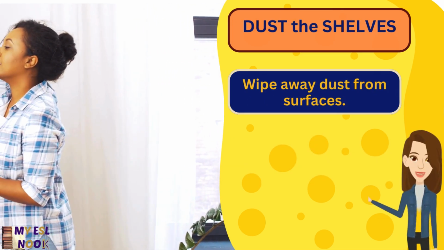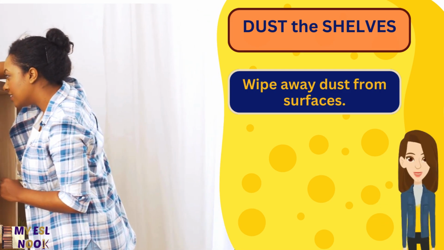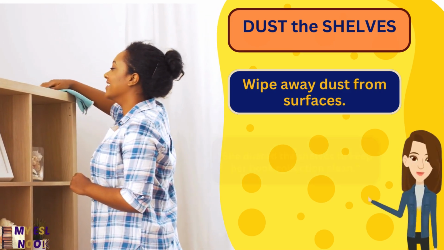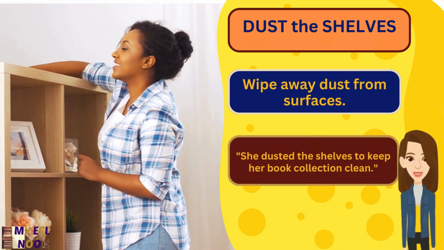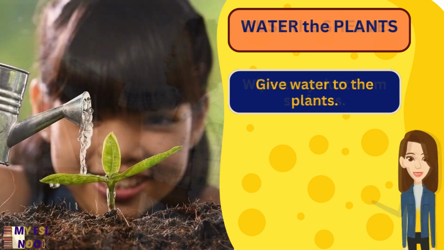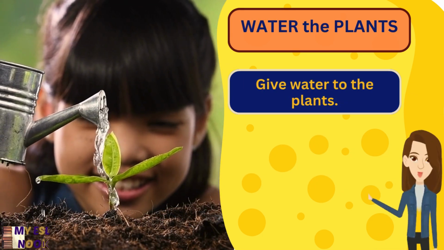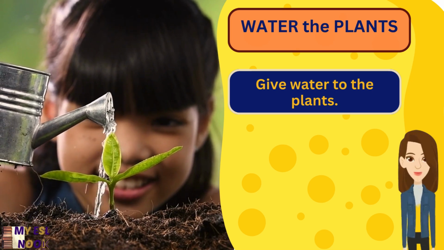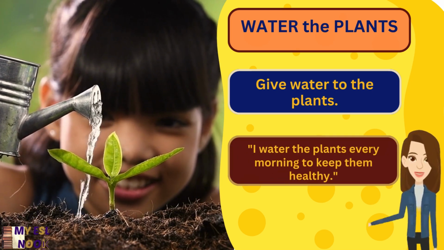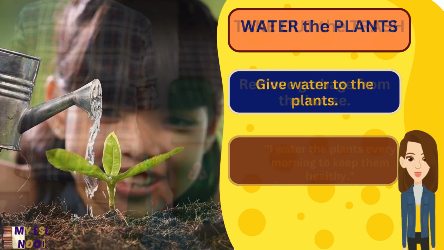Dust the shelves. This is when we wipe away dust from surfaces using a dust cloth. She dusted the shelves to keep her book collection clean. Water the plants. This is when we give water to the plants to help them grow. I water the plants every morning to keep them healthy.